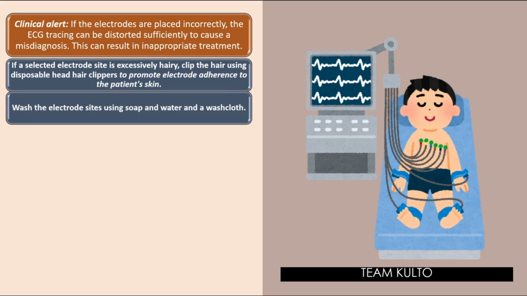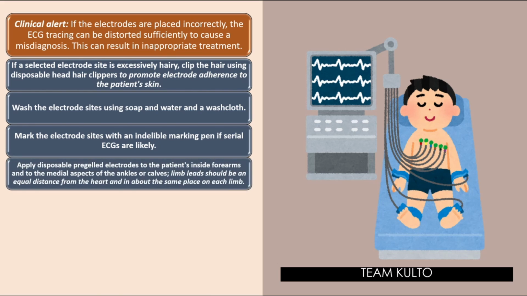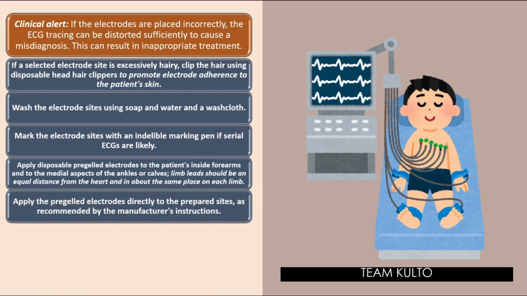Next, wash the electrode sites using soap and water and washcloth. Mark the electrode sites with the indelible marking pen if serial ECGs are likely. Ito lang naman ay kapag nahihirapan ka talaga ma-figure out or kung gusto mong ma-make sure na tama yung placing mo, okay? Next, apply disposable pre-drilled electrodes to the patient's inside forearms and to the medial aspect of the ankles or calves. Limb leads should be an equal distance from the heart and in about the same place on each limb. Ano pa? Apply the pre-drilled electrodes directly to the prepared sites as recommended by the manufacturer's instructions.